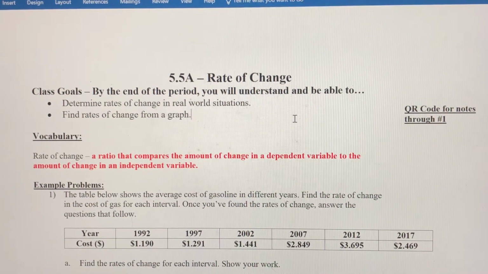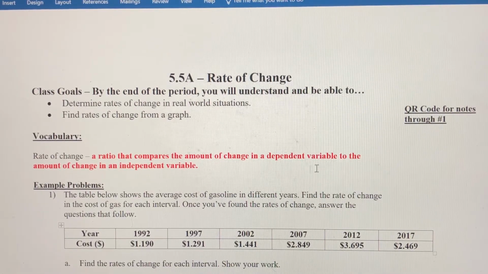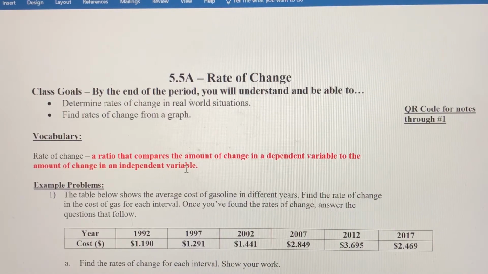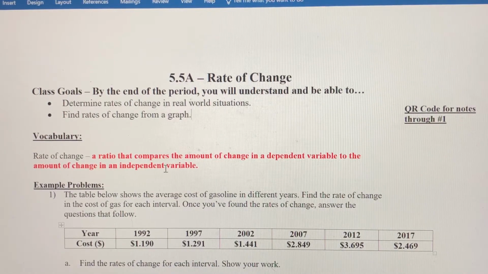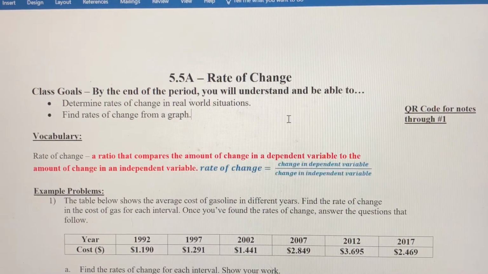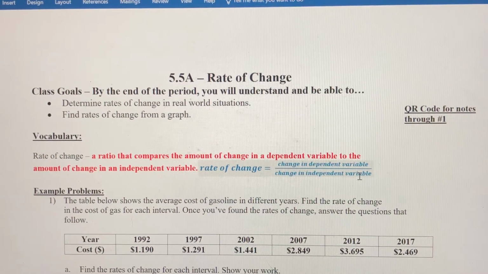It's a ratio that compares the amount of change in a dependent variable, which remember is the y variable, or in this case the cost, to the amount of change in an independent variable. Remember the independent variable is the x, or in this case, the year. There is a little formula here. So rate of change equals change in dependent variable over change in independent variable.